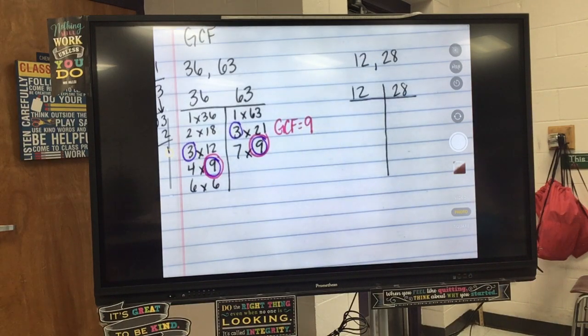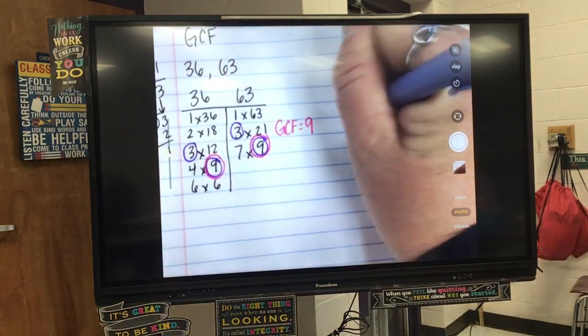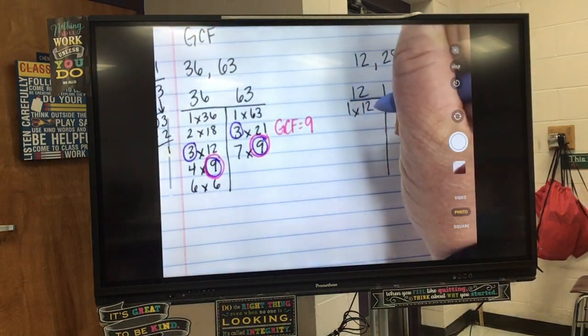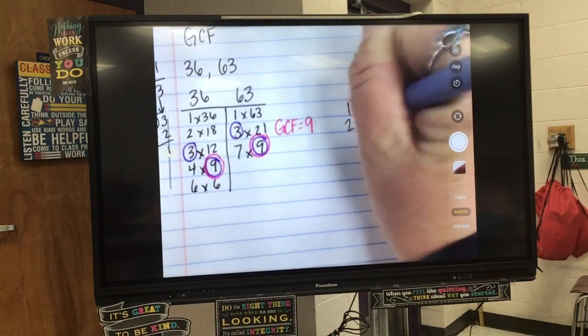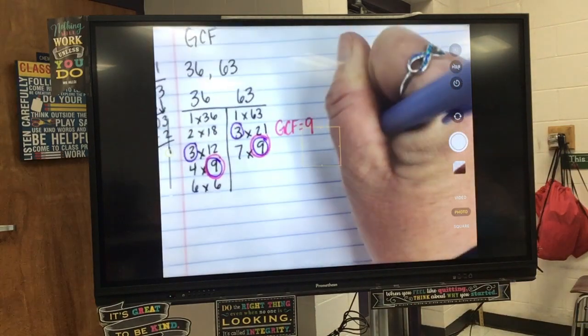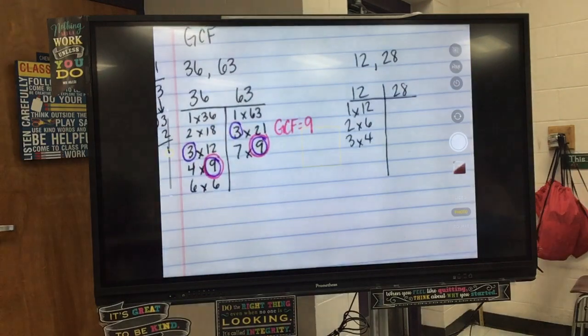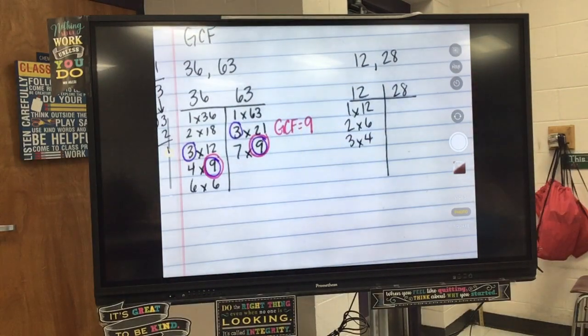Factors for 12. Because the factors were 1 times 12, 2 times 6, and 3 times 4. After that, we just start. Okay. All right. Thumbs up if you guys agree. Anybody get anything different? All right.